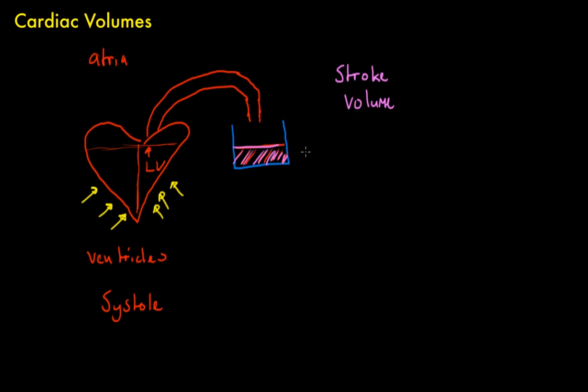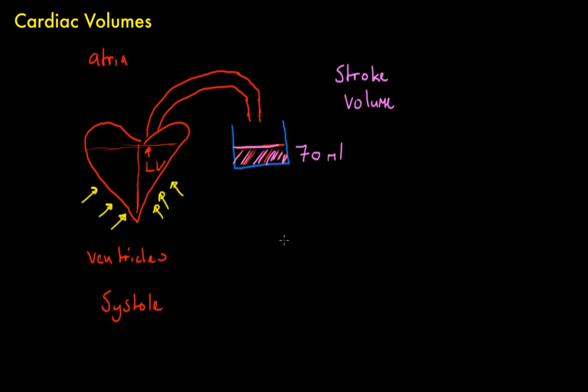Now, what I'm going to suggest to you is that for the average person, that is going to be in the region of 70 milliliters of blood. So, not a great deal, a relatively small amount each time the heart contracts. We're going to get roughly 70 milliliters.